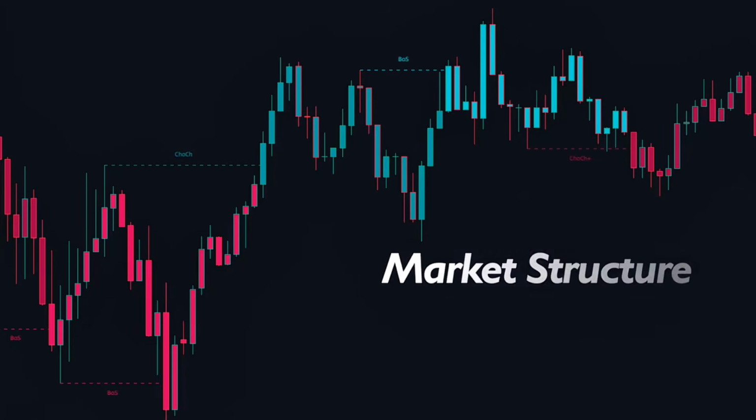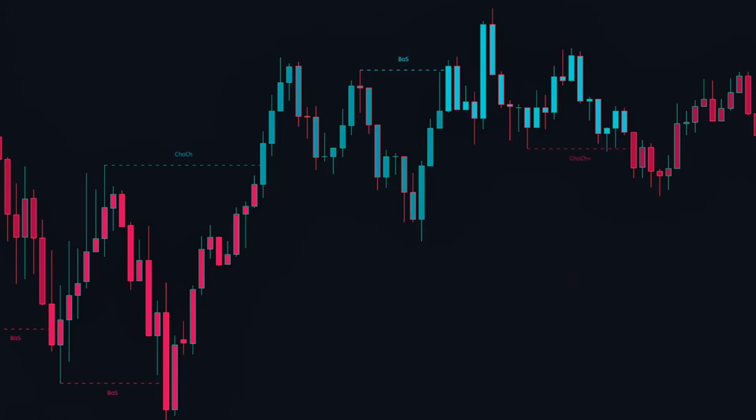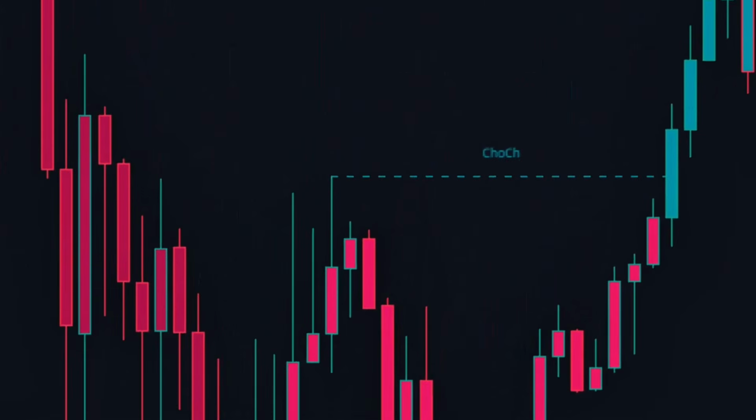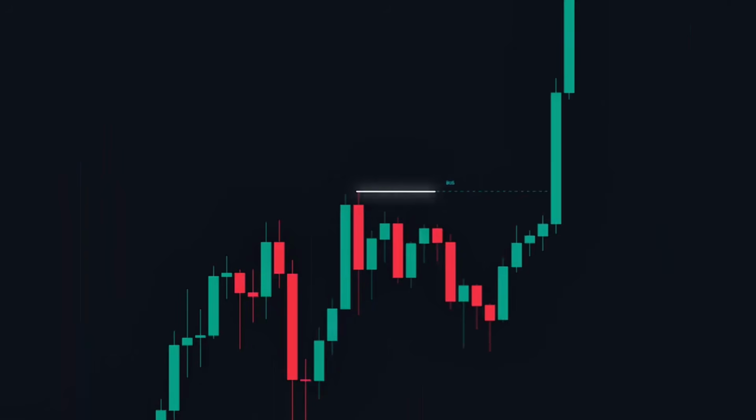First off, it automatically detects break of structure and change of character. If you're into SMC, you already know how important these are. They tell you when the market is continuing or when it's flipping direction. No more guessing, it just marks it on your chart.